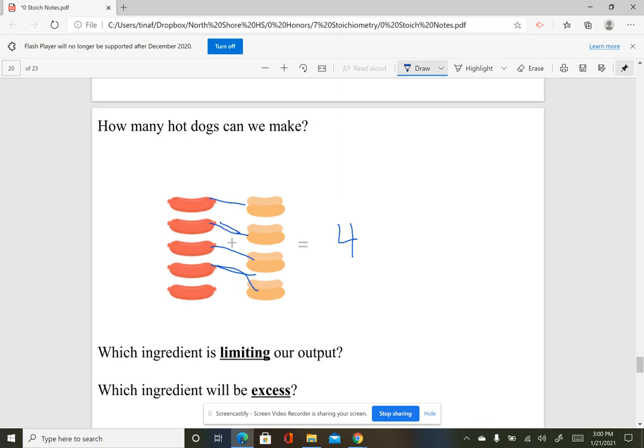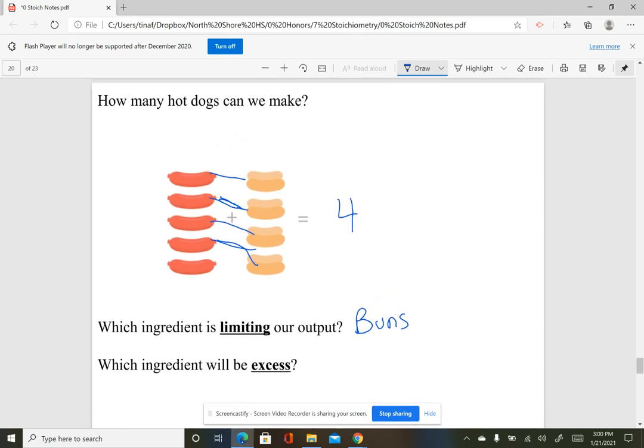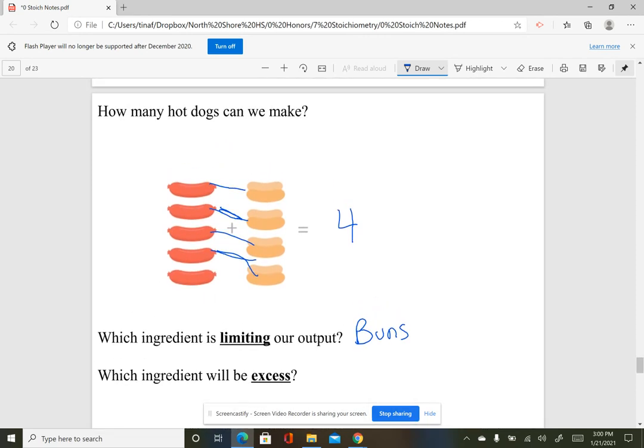Now, if I have 5 hot dogs, how come I can't make 5 sandwiches? Because my buns are limiting my output, right? If I make 4 sandwiches, what am I going to have excess of? I'm going to have excess hot dogs. And I know that you guys don't have this in your note packet. Or do you? Maybe you do. If you do, you can write it. So this is a very simple example. Now we're going to look at what this looks like in a chemical reaction.